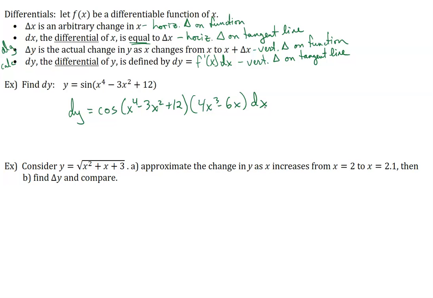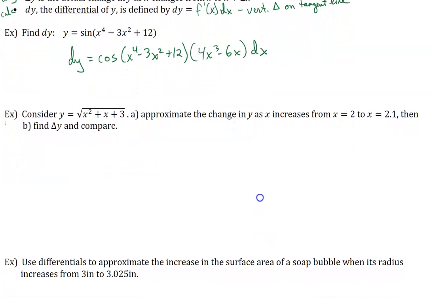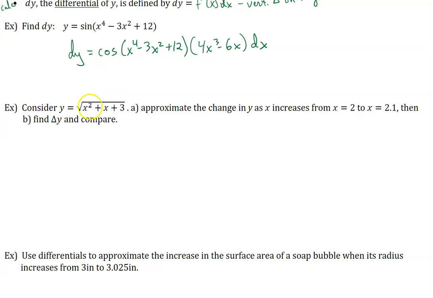All right, now, that's not super useful unless you can use it to answer some question. So that's what we're going to do on this next one. Okay, so here we have the function y equals root x squared plus x plus 3. Part A says to approximate the change in y as x increases from 2 to 2.1. And then we're going to find delta y and compare. See how close our approximation is.